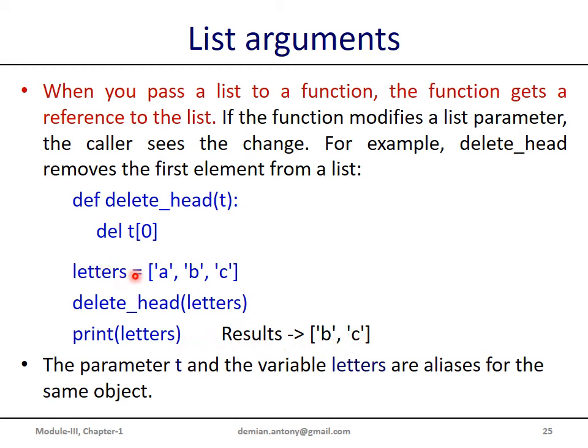because when we pass the list as an argument to a function, a new reference called t is created for letters, and any change that is made to the object containing A, C, either through letters in the main program or through the alias or reference t in the function, changes the object.